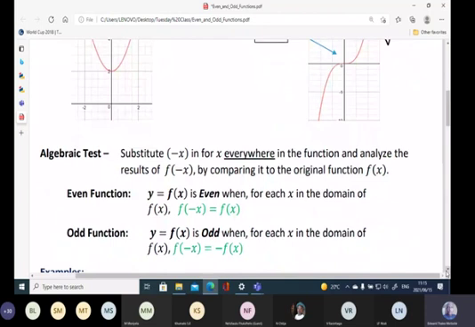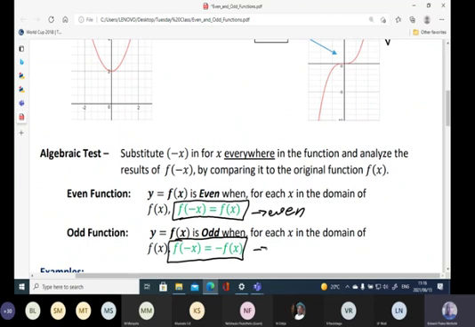And then algebraically, we have just discussed it. Substitute minus x for x everywhere in a function and analyze the result, f of minus x, by comparing it to the original function f of x. If you end up with this, the ones in green, we conclude that we have an even function. And if you end up with this one here, we conclude that we have an odd function. So this is how you do it algebraically.